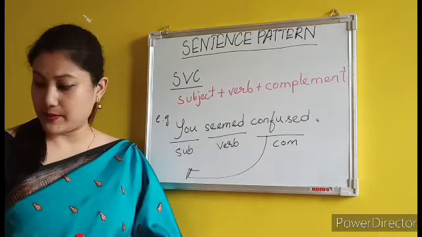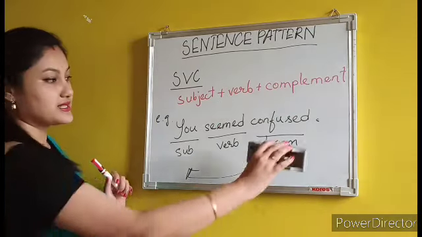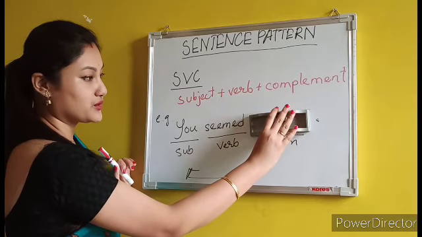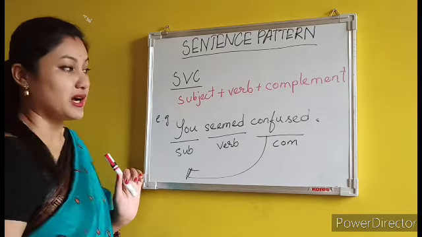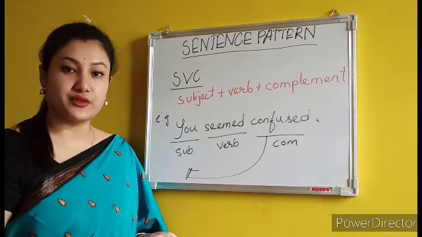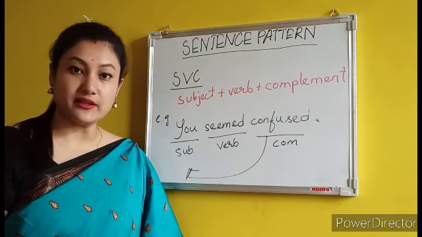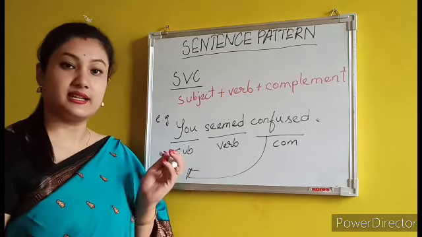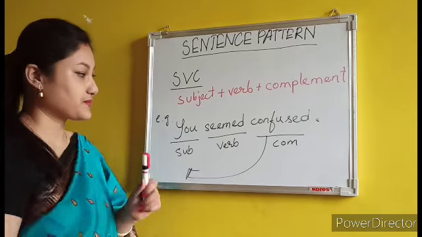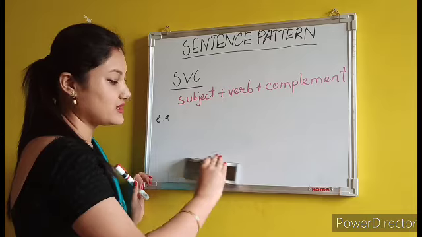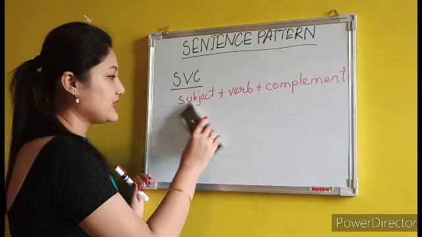If we only say you seemed, the meaning is not complete. You seemed what? You seemed confused. So the work of a complement is to fully explain the subject. So this kind of sentence falls under the SVC pattern.